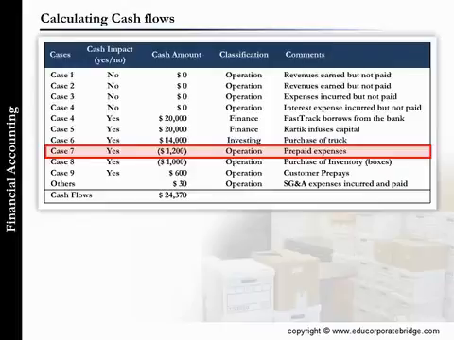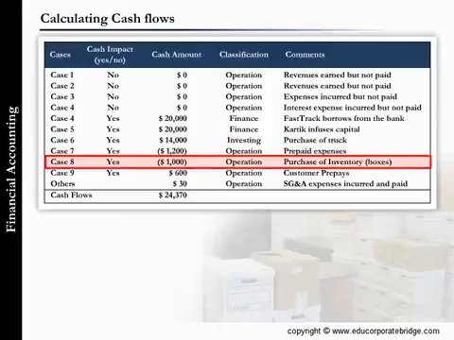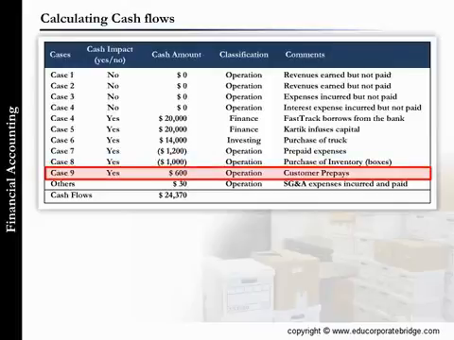Case study 7. Karthik prepays insurance charges. Transaction classified as cash flow from operations. Cash outflow of $1,200 again. Case study 8. Karthik bought $1,000 worth of inventories. Transaction classified as cash flow from operations. Cash outflow of $1,000. Case study 9. Karthik's client prepays. Transaction classified as cash flow from operations. Cash inflows of $600 again.